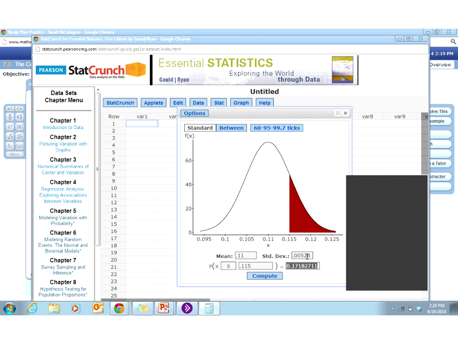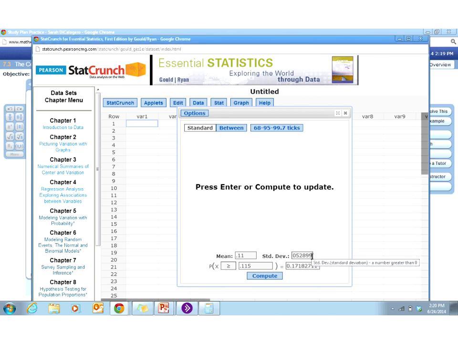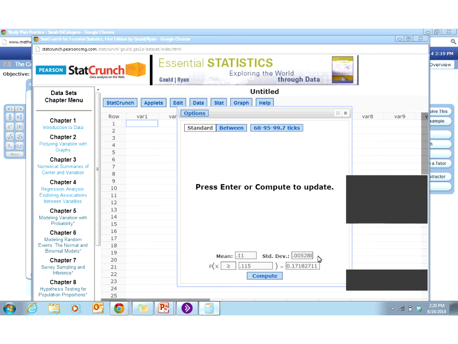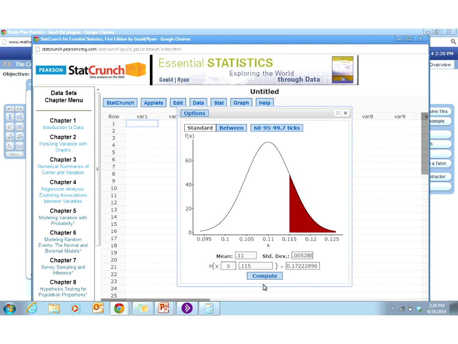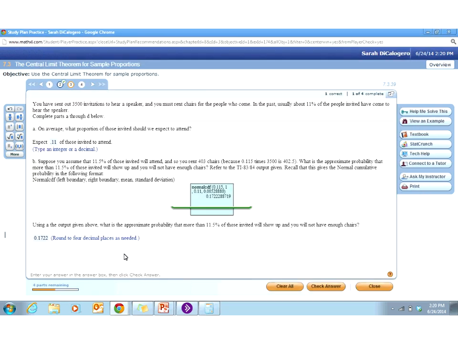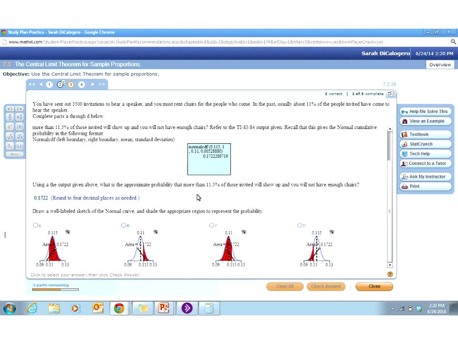So let's go back to StatCrunch. We did not use enough. So 0.0052, how many 8s are on here? 3. And if you hit compute, now we got what that output gave you. So 0.1722. You go back to the problem.